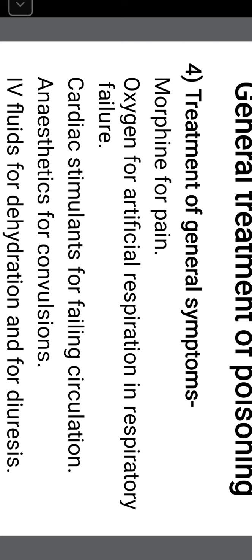So to relieve the pain, give a good analgesic like morphine or an opiate. Morphine is an opiate, an opium derivative. So give some morphine-like analgesic which will relieve the pain. Now, irrespective of the poison, you will have to relieve the pain of the patient.